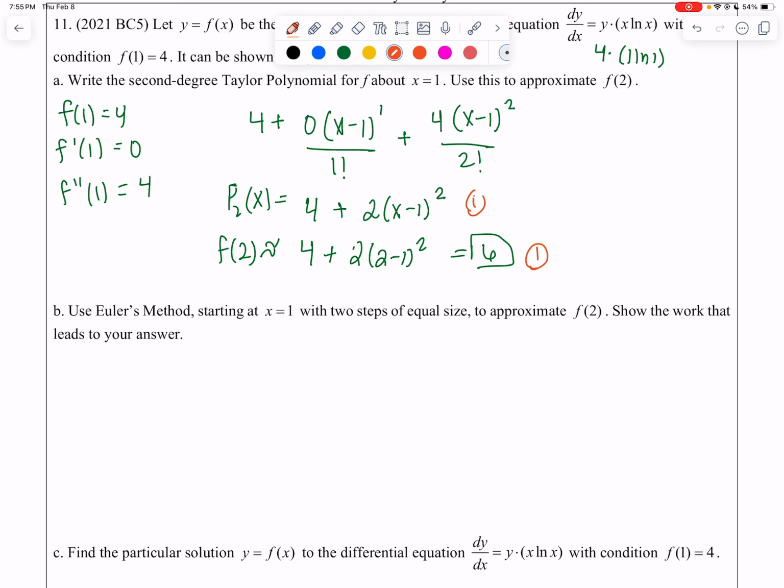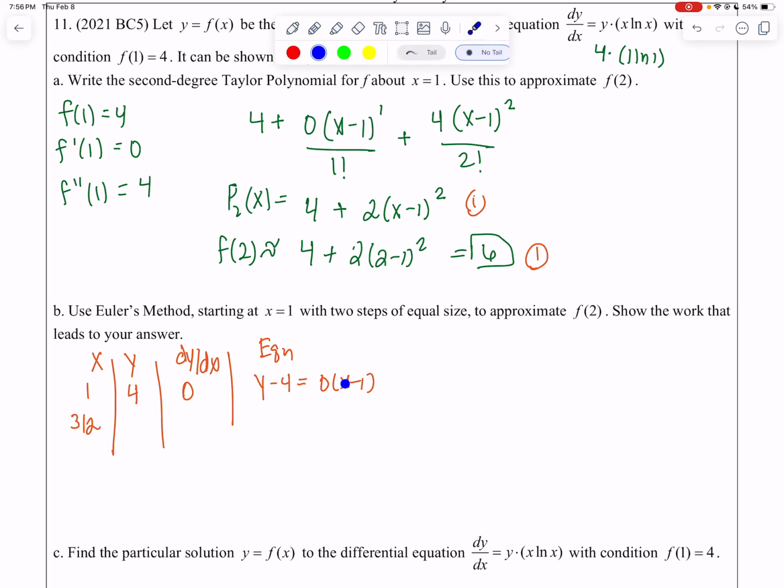All right, so we're going to use Euler's method starting at x is equal to 1 of 2 steps of equal size to approximate f of 2. So we kind of know the first part because this is 1, this is 4, and we said that the derivative was 0. So my equation of the tangent line is going to be y minus 4 is equal to 0(x minus 1). And if I'm going to plug in 3/2, this is just going to be 0. So now I have y is equal to 4 again.